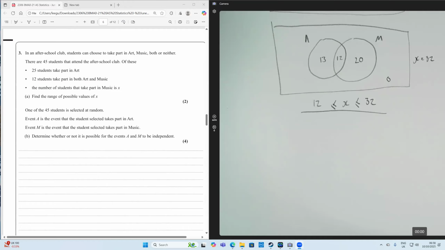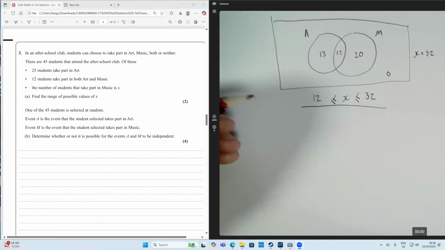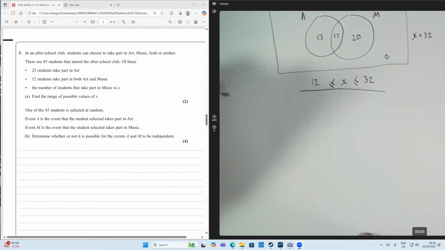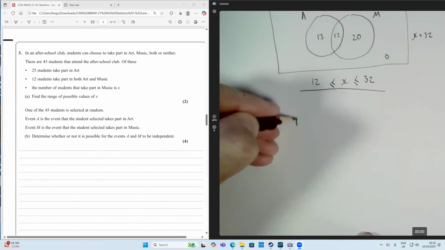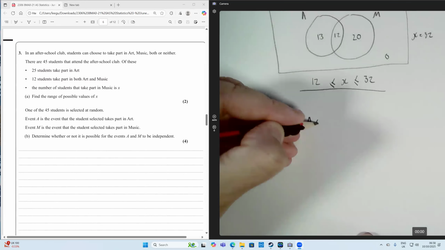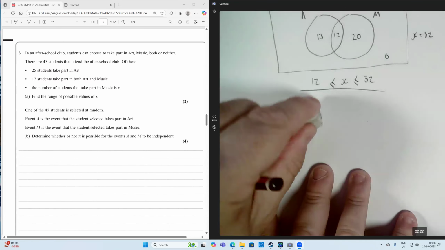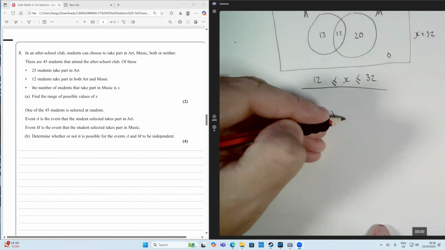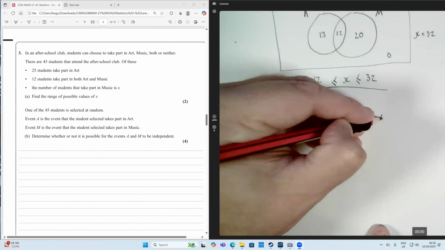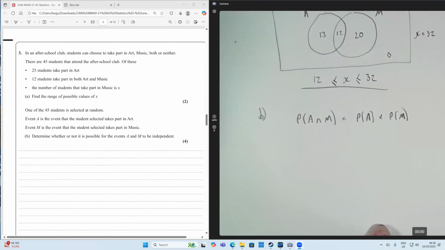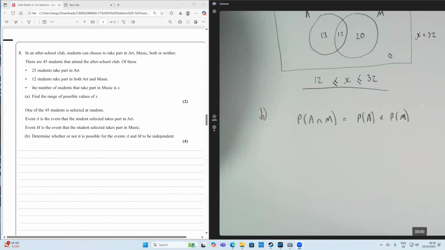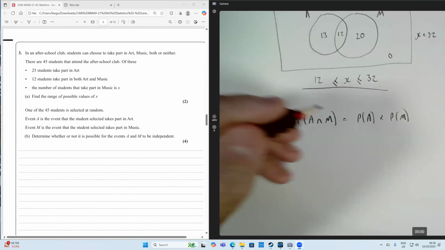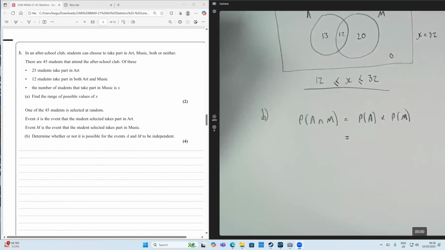Okay, so let's have a think about this. You may remember that if two events are independent, then the probability of art intersection music would equal the probability of art times the probability of music. So one way to tackle this question is to assume that they are independent and see whether or not that gives us a sensible probability.